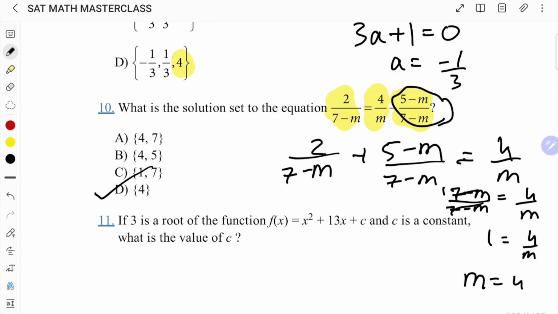So a pretty easy question. Alright, don't get fooled by such questions just because they look really insanely easy, but they're really time consuming.